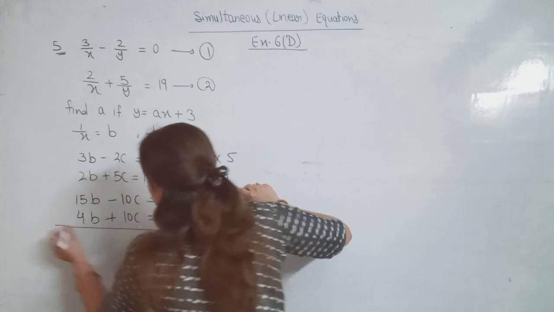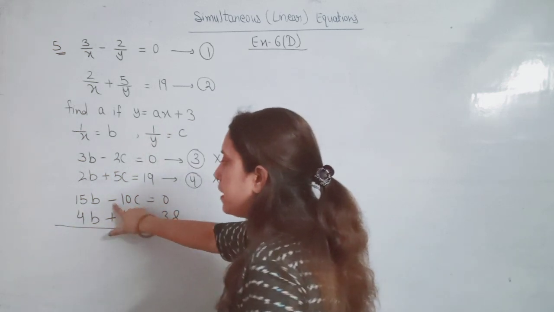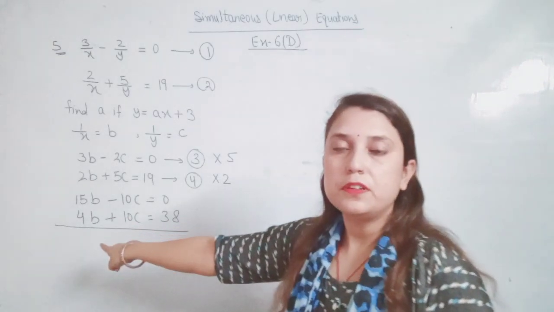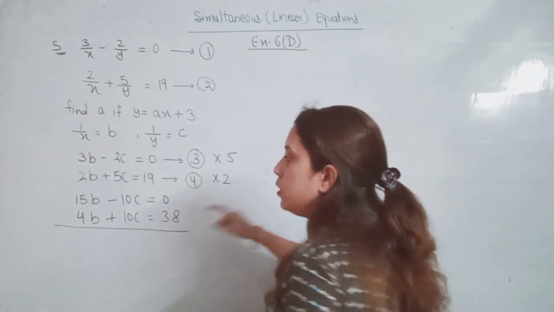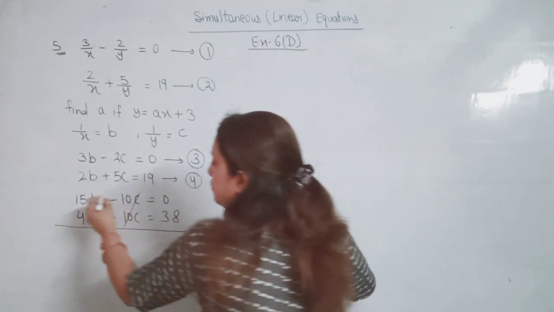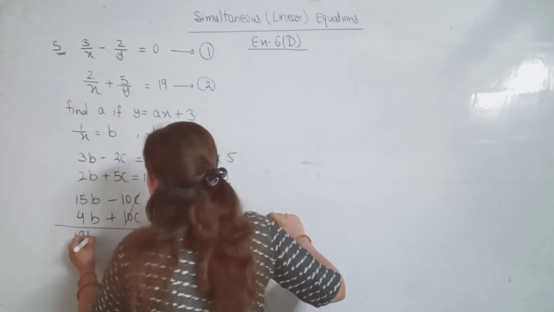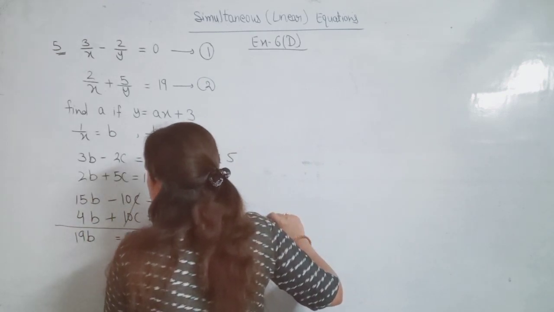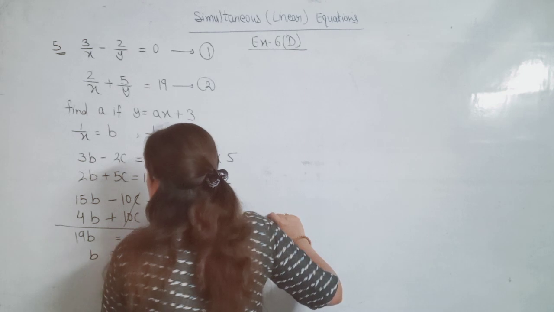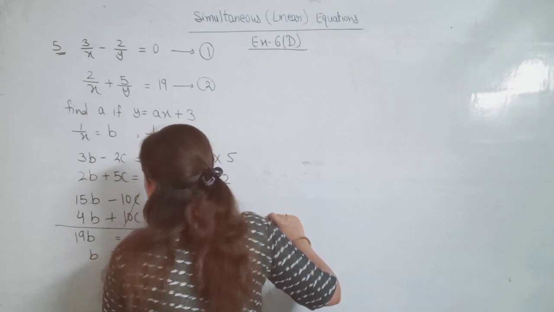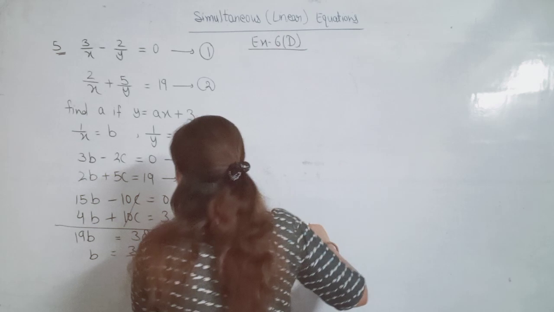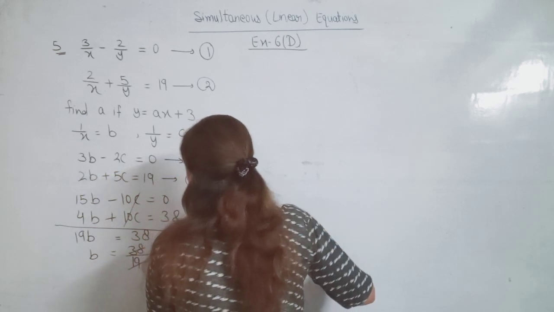After that we will check the sign. One is negative, one is positive. The signs differ, so we do the addition. It will be cancelled. 15 plus 4, 19b = 38. So b = 38/19 = 2. The value of b is 2.